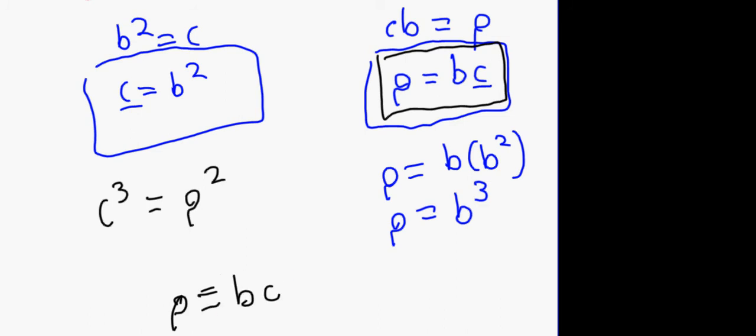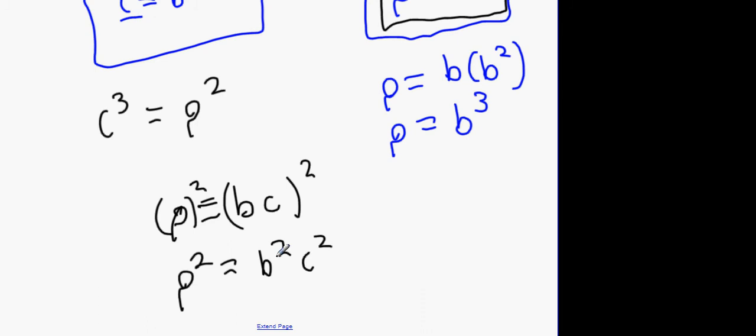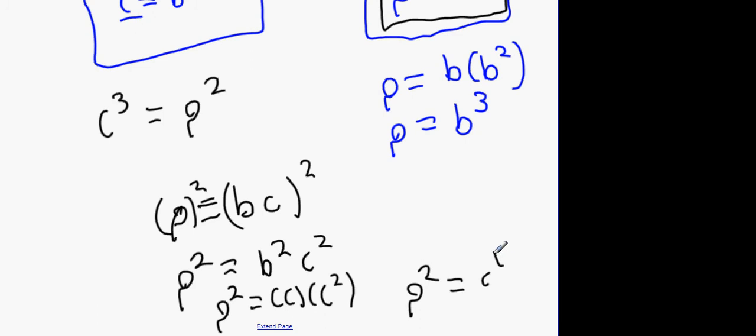And what I'm going to do next is square both sides to get p squared. So you're going to get p squared equals b squared c squared. I do not want b squareds in my answer, so I have to figure out a way to get rid of the b squared. b squared equals c. That's perfect. So I'm going to get p squared equals c times c squared. P squared equals c cubed. How many people got that?